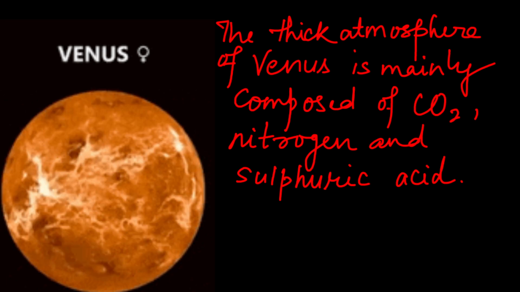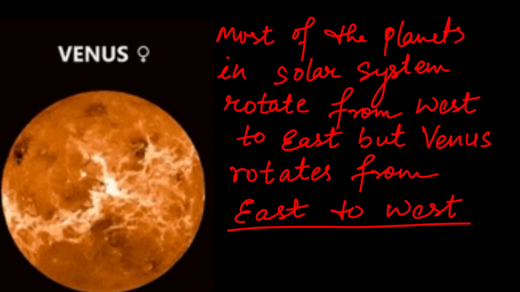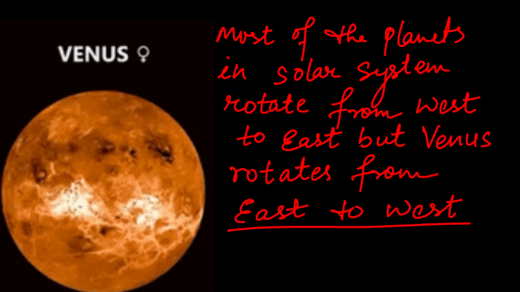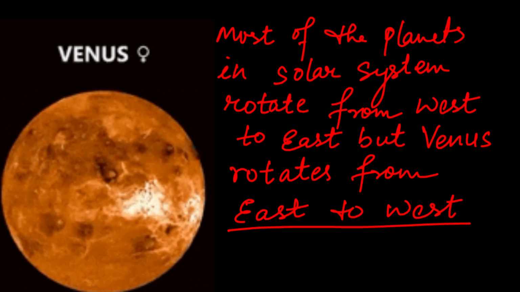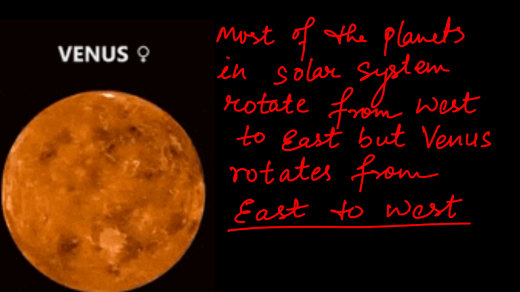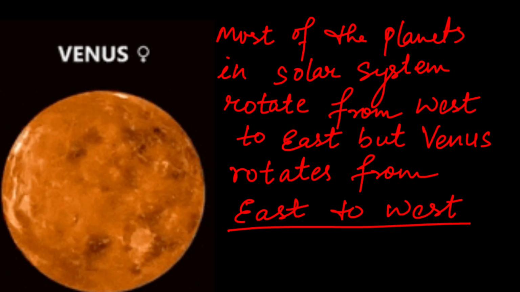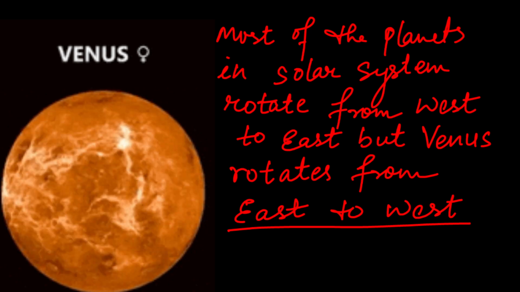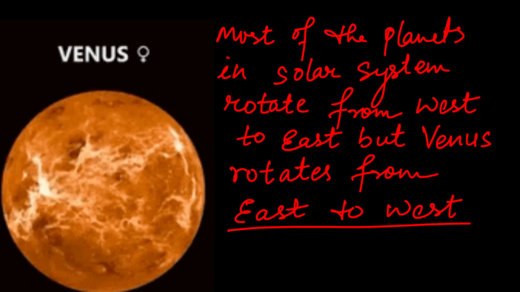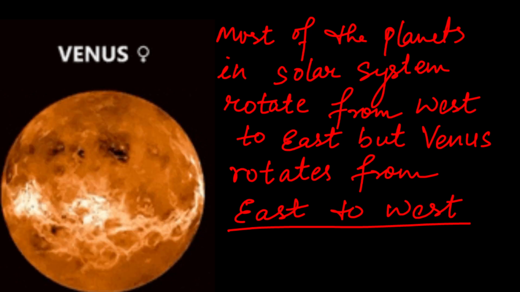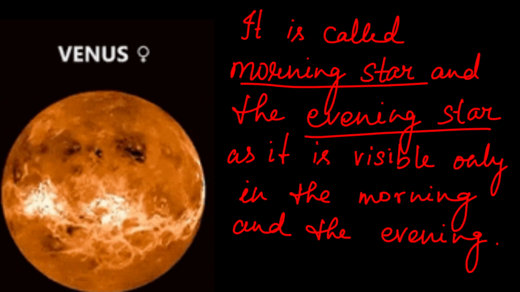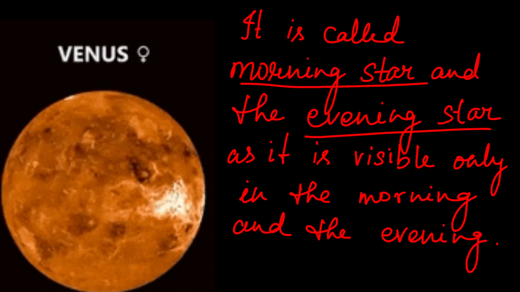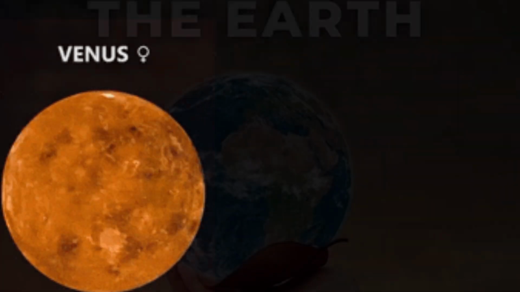One very important point about Venus is that it spins in a direction opposite to most of the planets. Most of the planets in the solar system rotate counterclockwise, from west to east on their axis. But Venus rotates clockwise, or you can say east to west. Venus is also called the morning star or evening star because it is visible only in the morning and the evening.